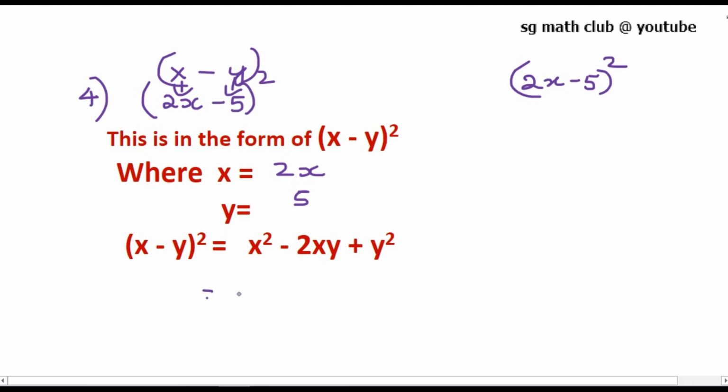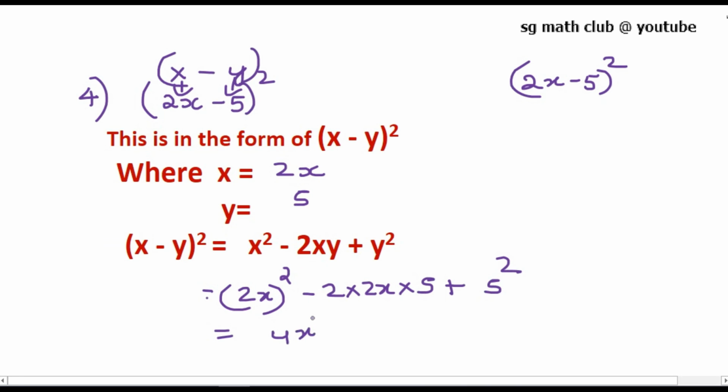Now this I can write as 2x the whole square minus 2 into 2x into 5 plus y square is 25. Now 2x the whole square is 4x square minus 2 into 2, 4. 4 5s are 20x plus 25. 5 square is 25. All these identities you have studied in 8th standard.